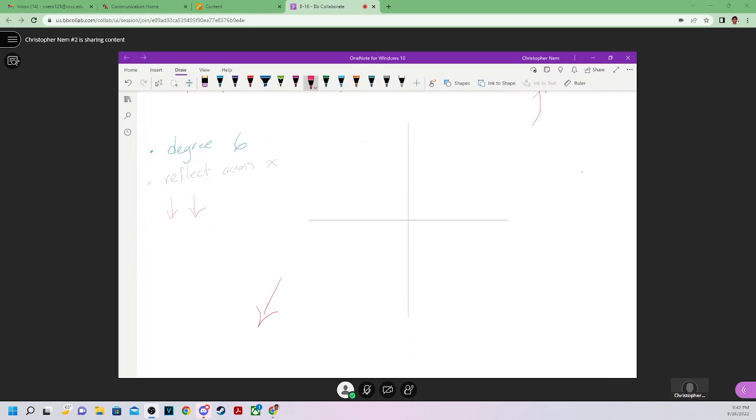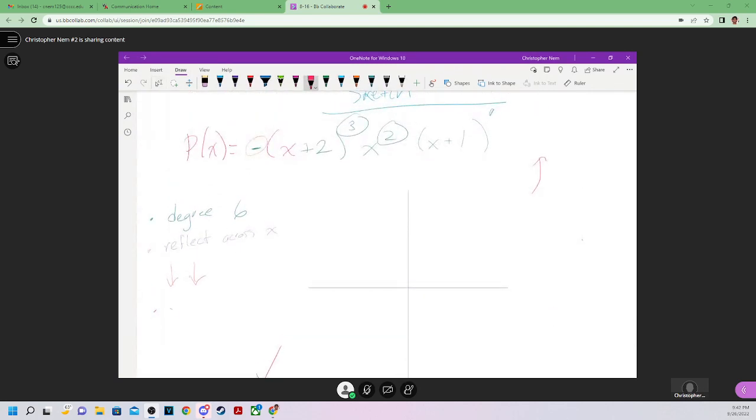I don't know how it might go down. I don't know how it might go, but all I know is that it's going to be all the way down and all the way up. Okay? Now, we got to look at our x-intercepts. We have x equals negative 2, x equals 0, and x equals negative 1. This has multiplicity of 3. This has multiplicity of 2. And this has multiplicity of 1. All right? That's how many times it repeats.